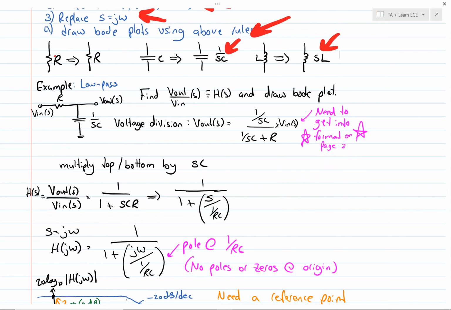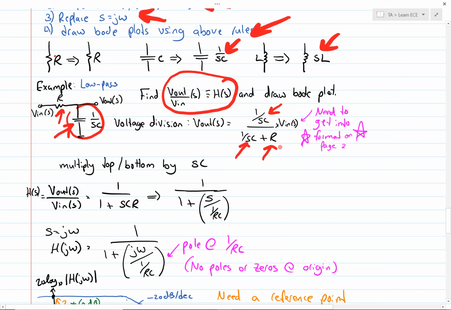Let's look at a low pass. I'm going to replace the R with the R, obviously. I'm going to replace the capacitor with 1 over SC, and then I want to find V out over V in, which is defined as H of S, and then draw the Bode plot. So I'm going to use voltage division. That's the impedance over here divided by the total impedance, the sum of the two. So 1 over SC divided by 1 over SC plus R, times V in, gives me V out.